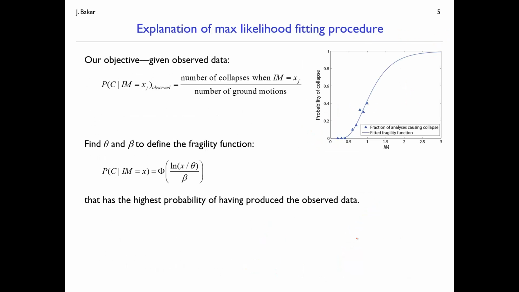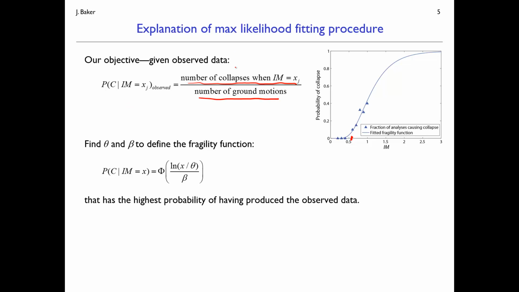Okay, so the procedure we're going to use here is what's called maximum likelihood. So let's talk about our data and what we're trying to do. My data is, at each of these IM levels, the hypothetical data indicated by those triangles. I've got an IM level, I performed some number of analyses, so I have some number of ground motions, that's my denominator. And then of those ground motions, some number of them caused a collapse. That's my numerator. So in this case, I did 40 analyses, I had 40 ground motions, of which 4 of them caused collapse, or 10% of them caused collapse. And so in that case, I could say my observed probability of collapse at that IM level was 0.1. 10% of my ground motions caused a collapse.